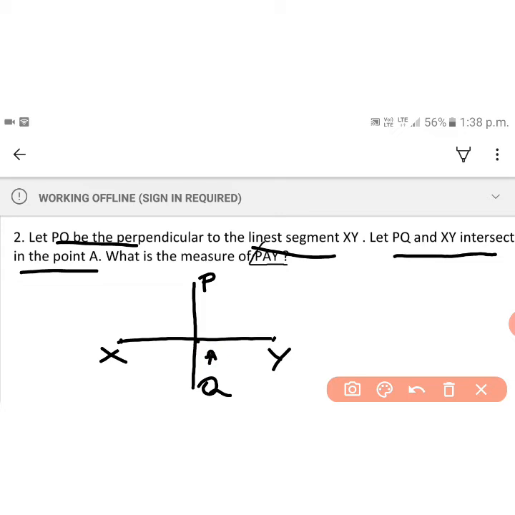What is the measure of angle PAY? So the angle PAY equal to 90 degree. So this is angle PAY. So this angle is 90 degree.